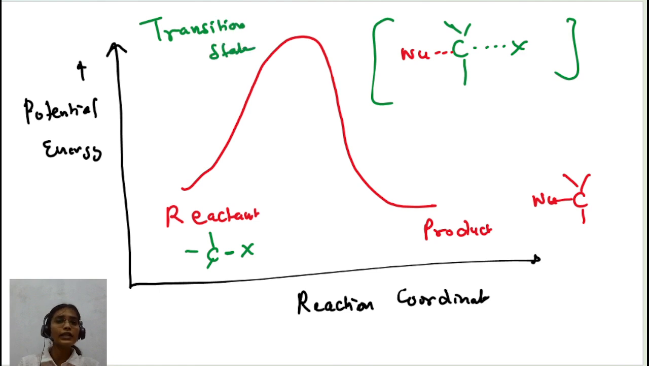For this one, the lifetime is very small. It forms quickly and quickly converts into the product. It's not very stable, because you already observed the activation energy is very high. If the energy is very high, obviously it's not going to be a stable one. So that's it. This is all for the energy diagram, or energy profile diagram, for the SN2 mechanism.